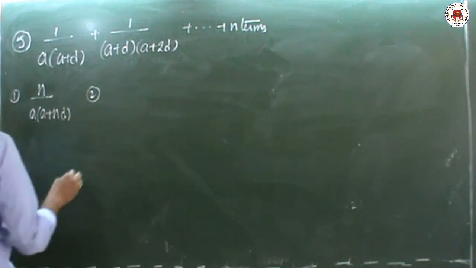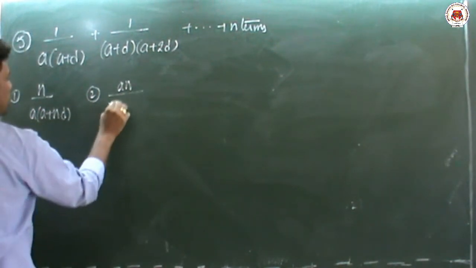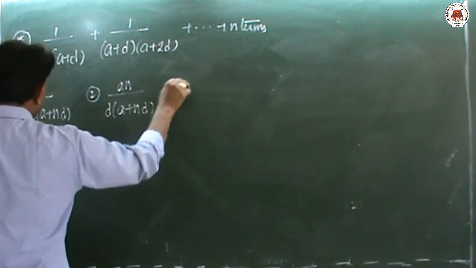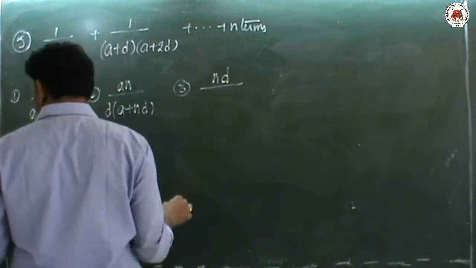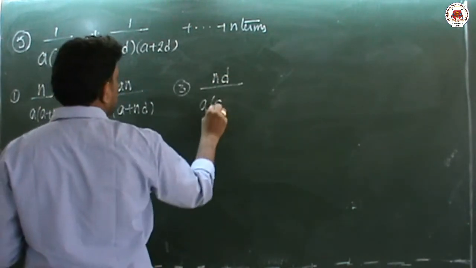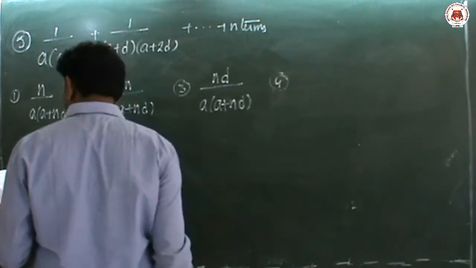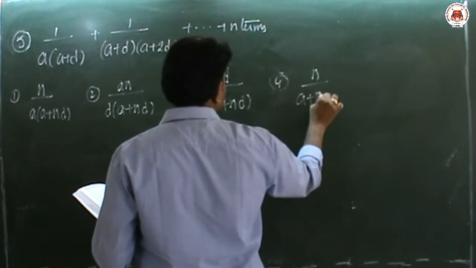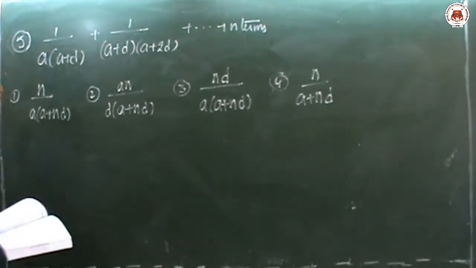Second option, n by d into a plus nd. Next, the third option is nd by a into a plus nd. And the fourth option is n by a plus nd. So these are the options. Now which option is correct?